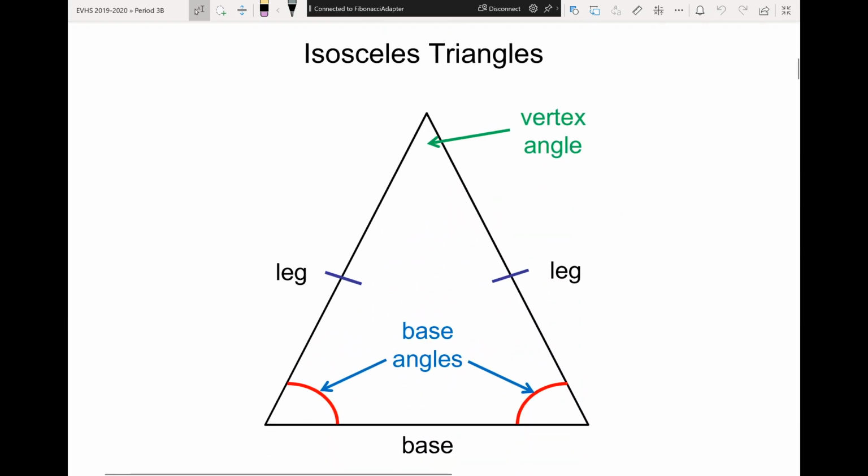First off, an isosceles triangle. Now, an isosceles triangle is a triangle in which you have two sides that are congruent. Those two congruent sides are called legs. The non-congruent side is called the base. Notice I did not say that you locate the base based on what's drawn on the bottom of the figure. I said the base is the non-congruent side.